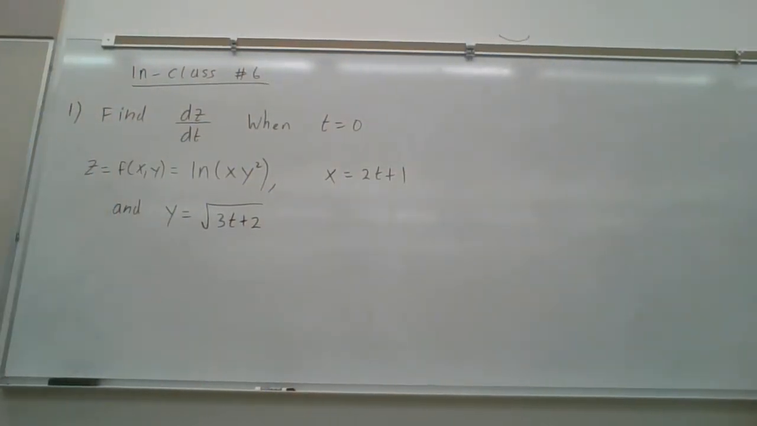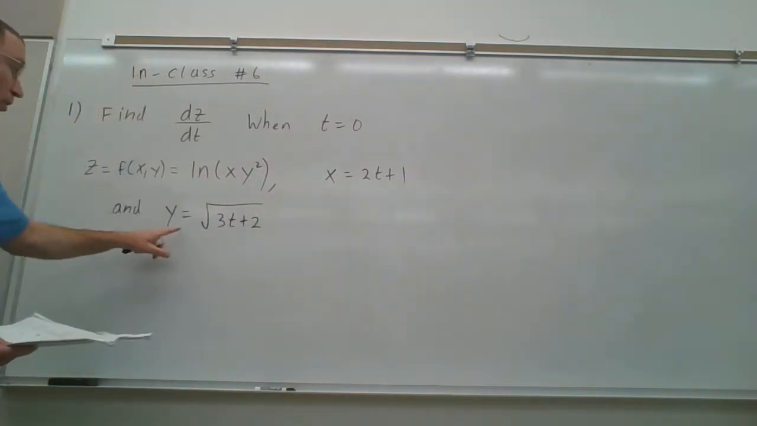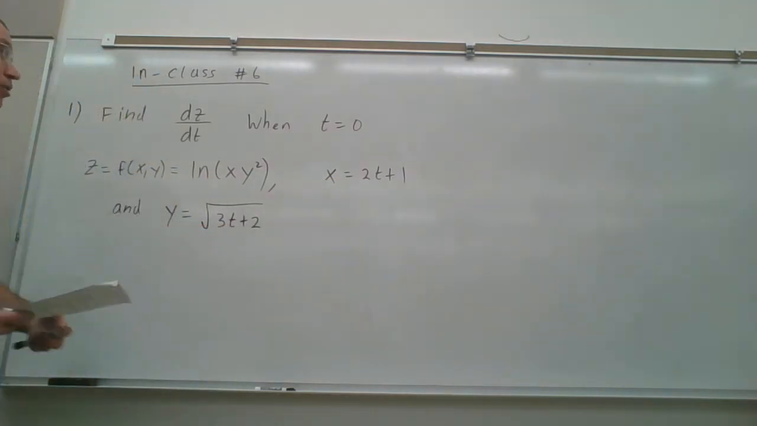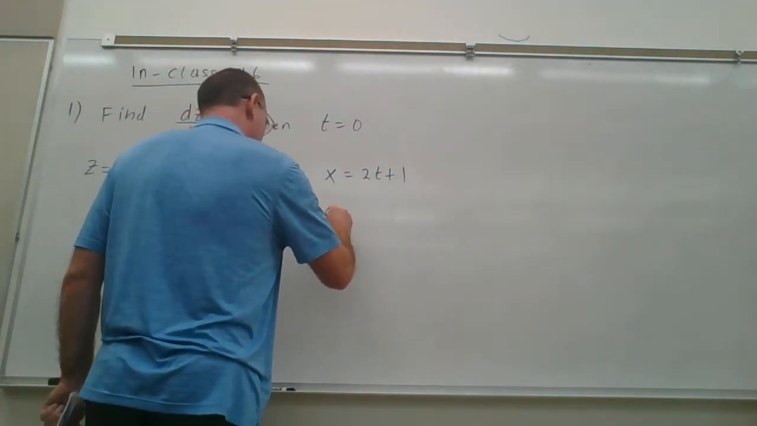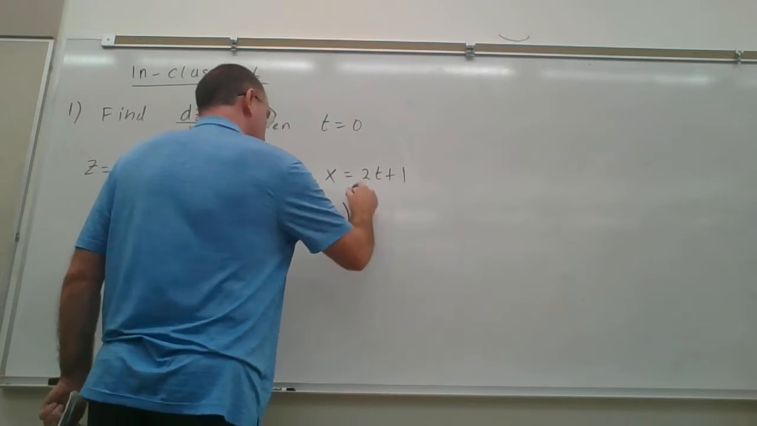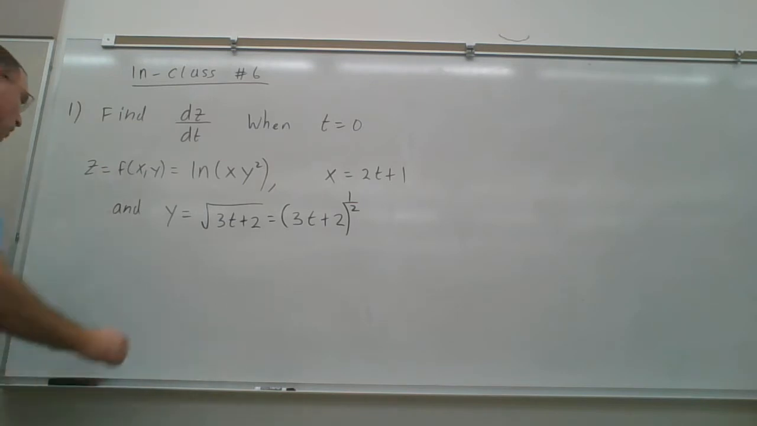Okay, so let's do in class 6, number 1. We've defined the derivative of z with respect to t when t is 0, given that z is equal to the ln of x y squared, x is equal to the function of t, 2t plus 1, and y is equal to the square root of 3t plus 2. So let's first note we can write this guy as 3t plus 2 to the 1/2. Okay, so let's do two methods.